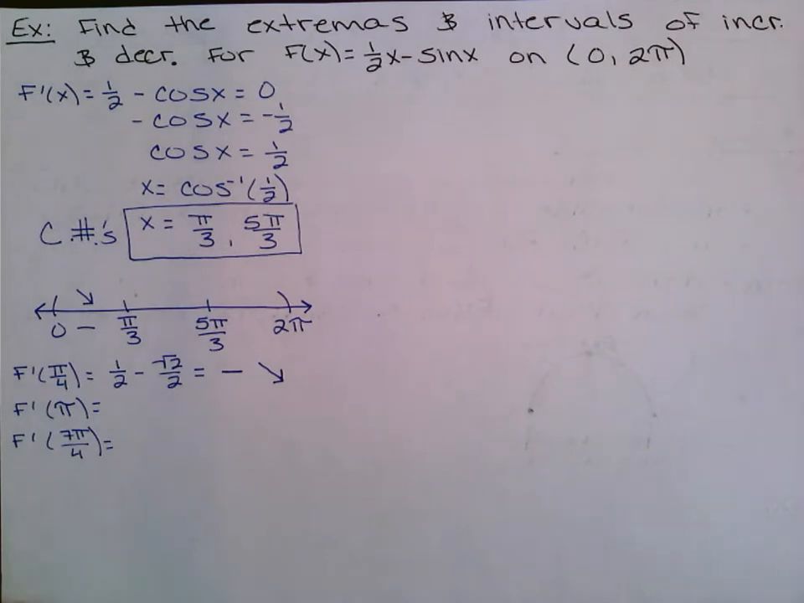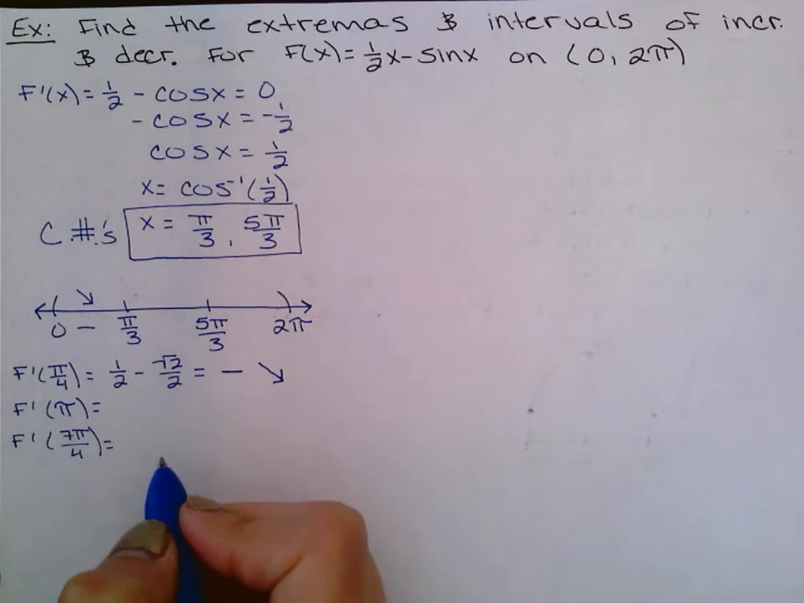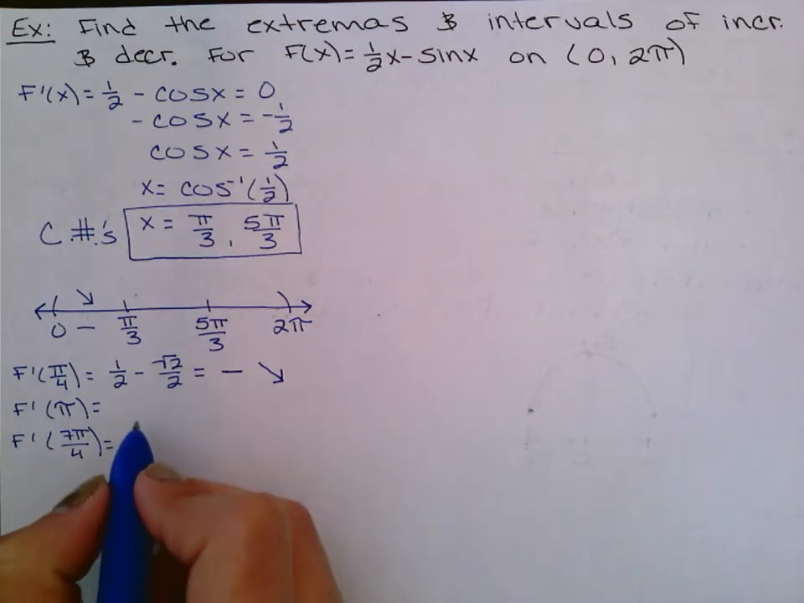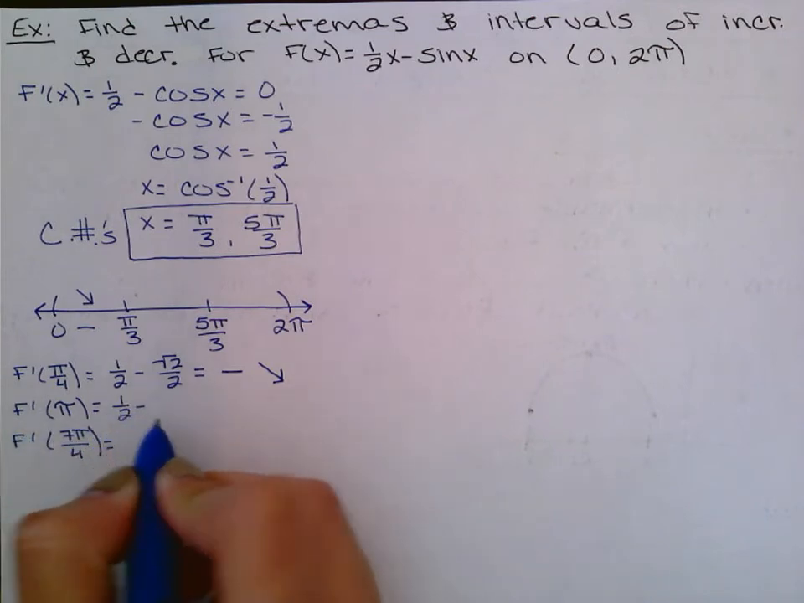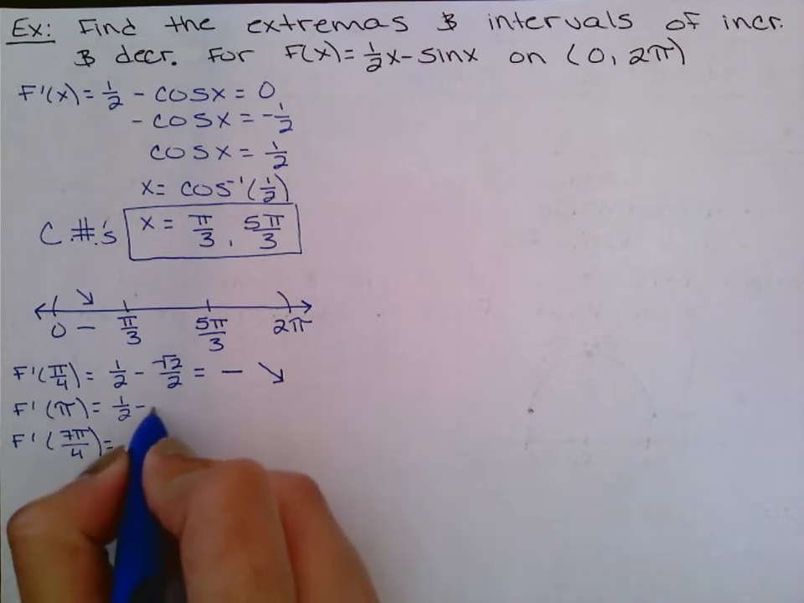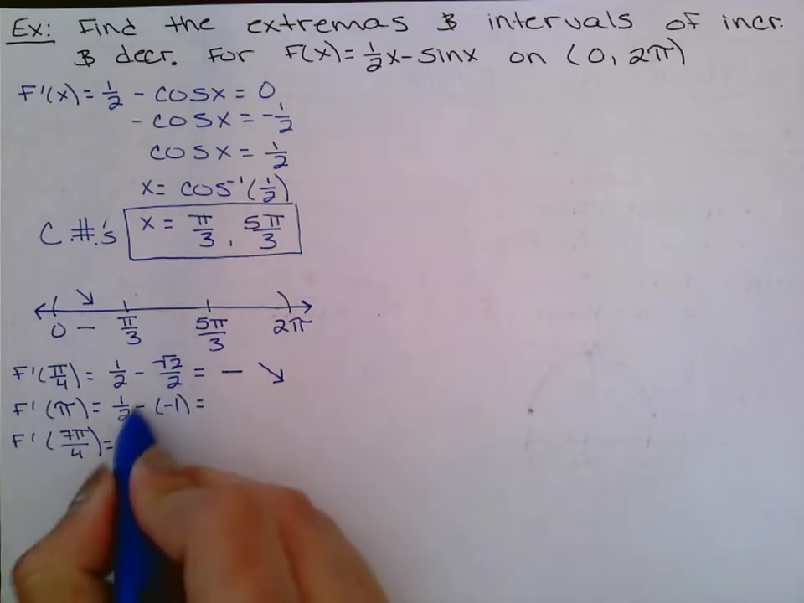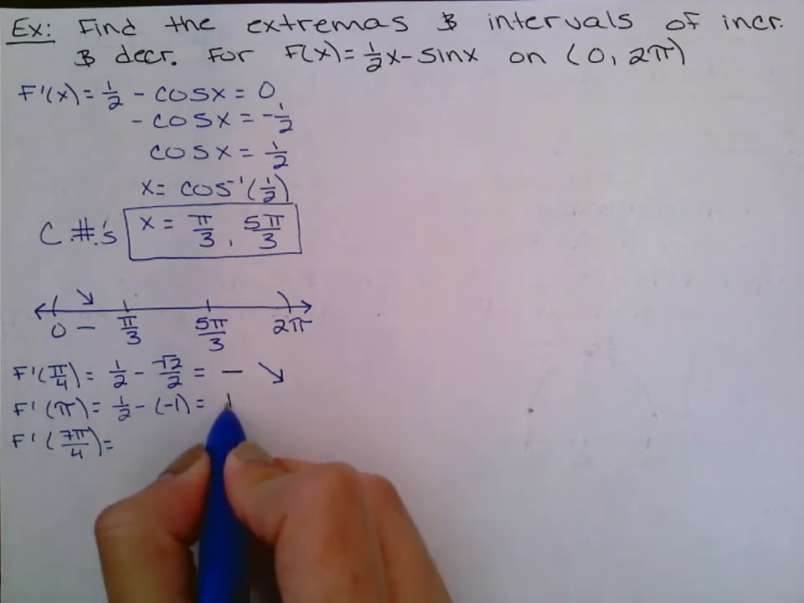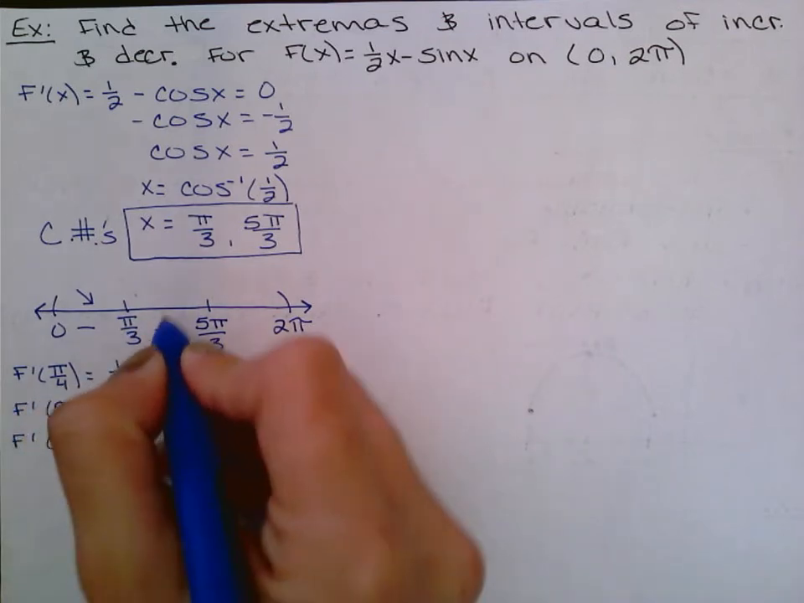Please make sure to have your unit circle out. By the way, on the AP, you will be expected to do this without your unit circle. So if you feel like you need to practice, have it out, rememorize that. But you will have to get used to doing it without the unit circle next to you, okay? So for the next one, I have half minus cosine of pi, which is a negative 1. Got that from my unit circle. Two negatives make a positive, so I'm adding that, which gives me a positive, which means I'm increasing.